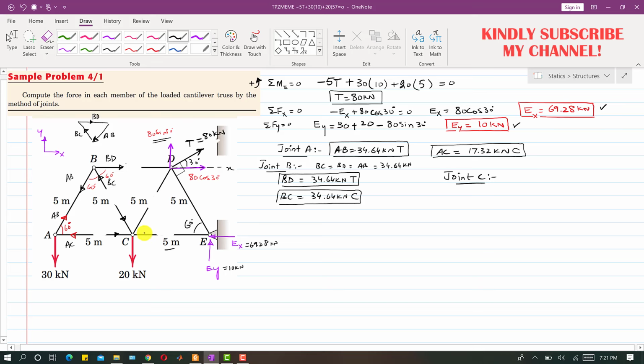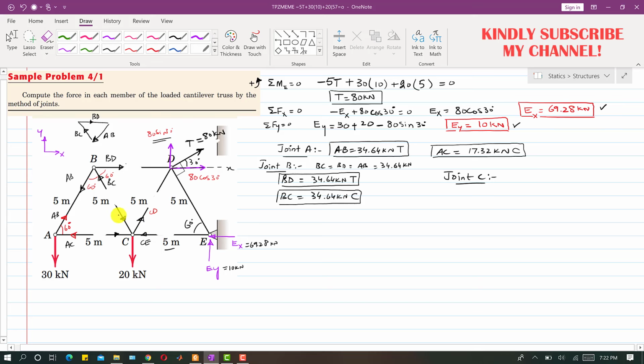Let's say that CE is in this direction, and let's say that CD is in this direction. These are the assumed directions. If these assumed directions are incorrect, then we will get a negative sign with these member forces. Now if we apply the summation of forces to joint C, first we have to resolve these forces. So let me draw the components of these forces. This is CD, this one is CE.